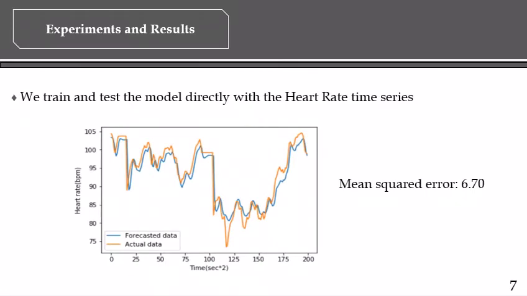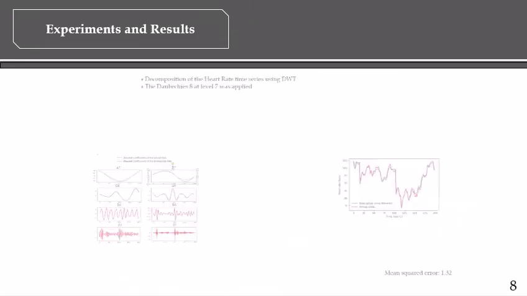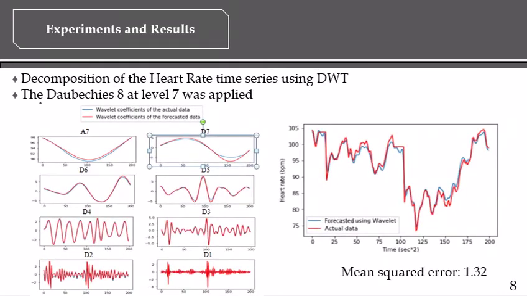So what did we do here? Firstly, we train and test the model directly with the sequence data, and in the output the orange line represents the actual data and the blue one represents the predicted data, and the model has a mean squared error of 6.7. Secondly, we decompose the time series using wavelet decomposition.